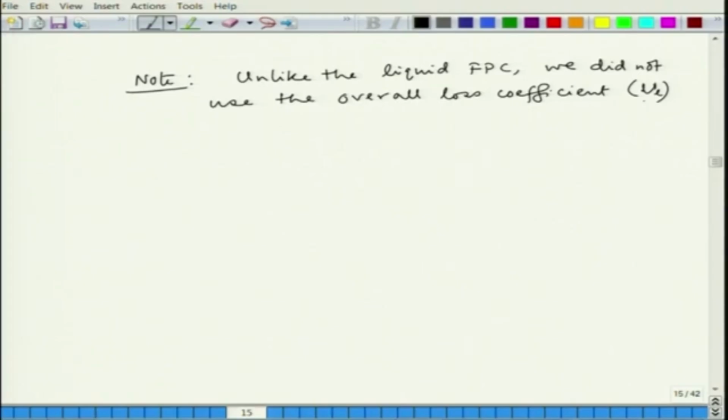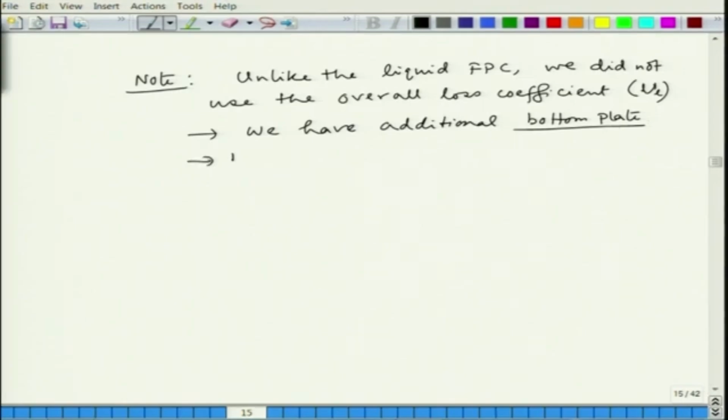Because earlier it was only the absorber plate and the fluid, those were two interacting with each other in terms of heat. But in this case we have this additional bottom plate, and that is why we cannot use a single term overall heat transfer coefficient UL.